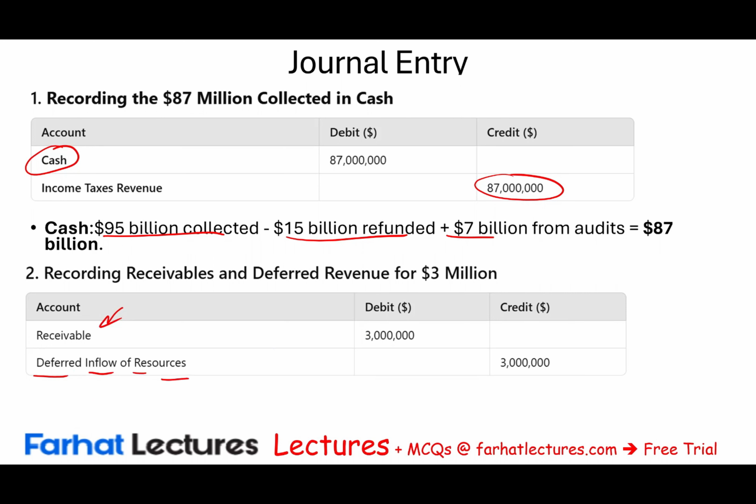Why deferred inflow of resources? The government, as far as they're concerned, has revenue that they are entitled to based on the audit, but that revenue does not meet the revenue recognition criteria. They don't know if they would receive it within 60 days after June 30th. Therefore, they'll have a deferred inflow of resources until they receive it later. Now, if they don't receive it, they have to write it off, but that's a different story.